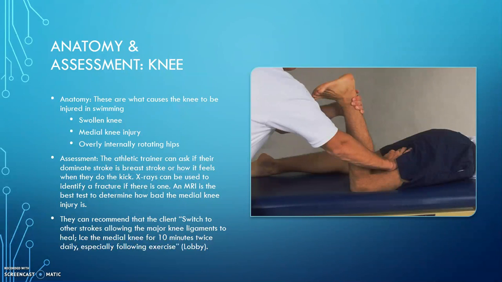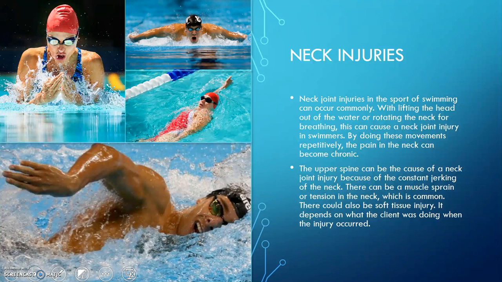And also it's good to switch strokes if you keep having the knee injury, and then it's good to ice it, just like all swimmers do. We all ice our knees and other injuries. The last injury that can occur is a neck injury. This usually happens because when you're doing freestyle, you turn your head, and in breaststroke and butterfly, you bring your head up. So just doing all those different movements can cause a neck injury. This can cause an upper spine injury because of all the movement in your neck.